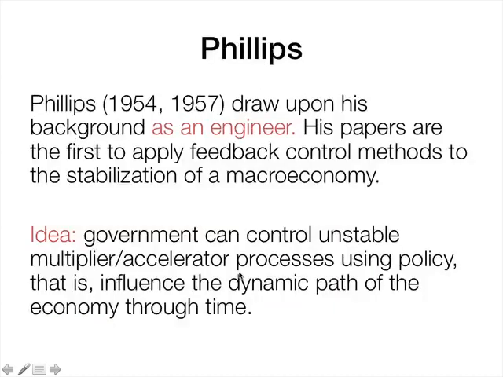What Phillips did, his big idea effectively, was to draw on his background as an engineer and apply this feedback control mechanism to the economy. The idea of this feedback is that you could, in some sense, understand what's going on. His idea was the government can control the economy. We can maintain and control an unstable multiplier process using policy. That means we can influence the path of policy over time.